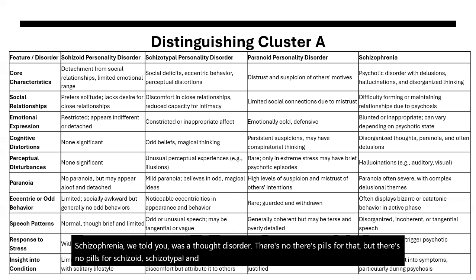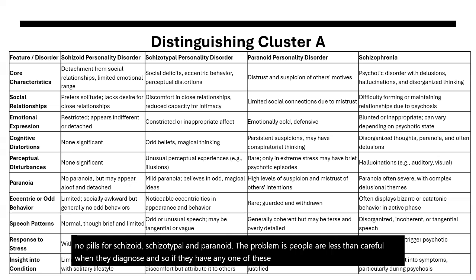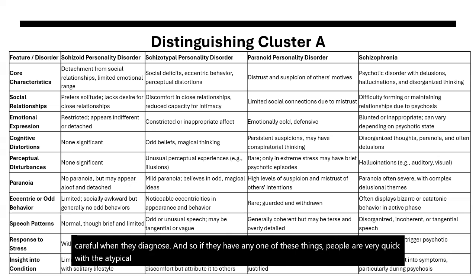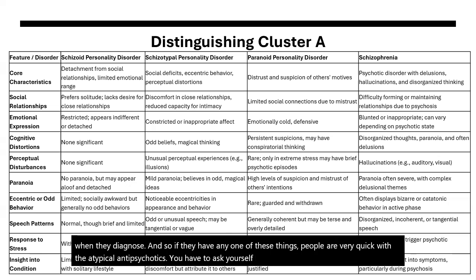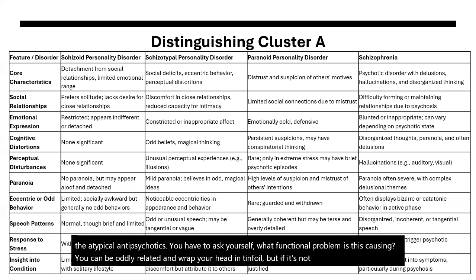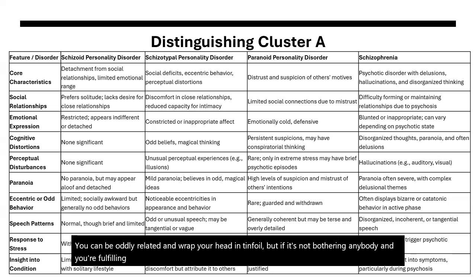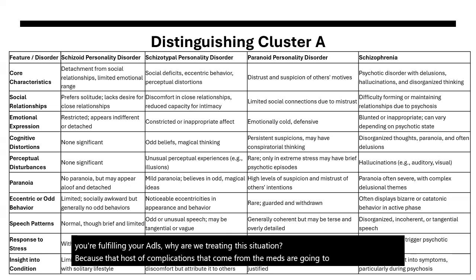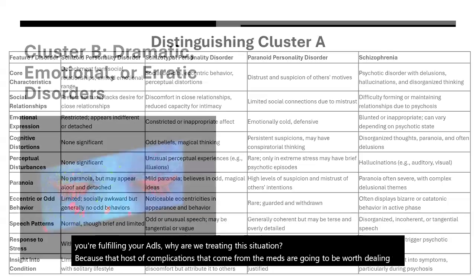The problem is people are less than careful when they diagnose. And so if they have any one of these things, people are very quick with the atypical antipsychotics. You have to ask yourself, what functional problem is this causing? You can be oddly related and wrap your head in tinfoil, but if it's not bothering anybody and you're fulfilling your ADLs, why are we treating this situation? Because that host of complications that come from the meds are not going to be worth dealing with.